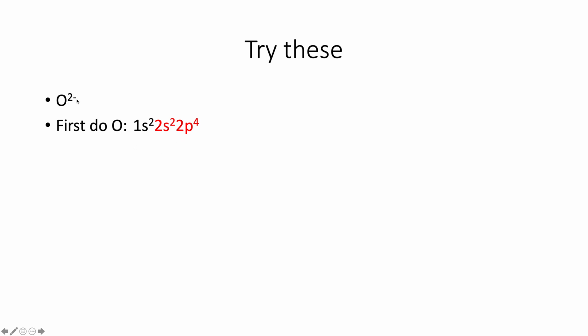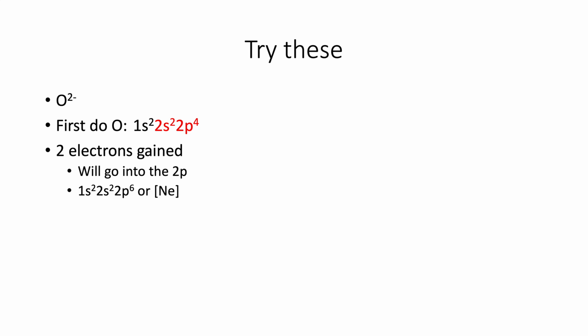Now, oxygen 2- means it's gained 2 electrons. They're going to go into the valence. They can't go into the 2s. They'll go into the 2p. So then it will be 1s2, 2s2, 2p6. Or you could write it with the noble gas core, noble gas configuration.